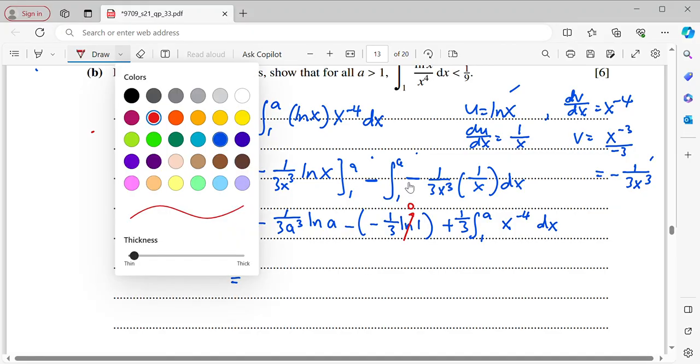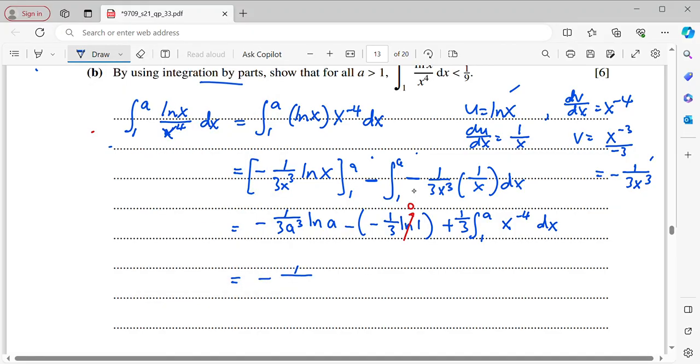Okay, then I will be getting negative 1 over 3a cubed ln a plus 1 over 3 integrate x to the power negative 4, which becomes x to the power negative 3 over negative 3, with limits from 1 to a. And now I will simplify the fraction first. So the 1 over 3 and negative 3 becomes negative 1 over 9. Then the x to the power negative 3 will be 1 over x cubed.